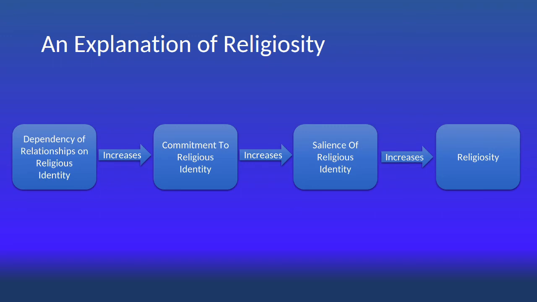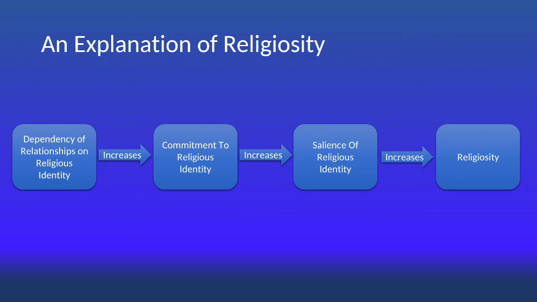So, if a person's social networks include a lot of important relationships to religious others, we can expect their commitment to religious identity to be high, as long as their relationships depend on that religious identity. In turn, we can expect them to understand themselves as a religious person and to engage in religious activity. And when we look at the data, that's exactly what we find.